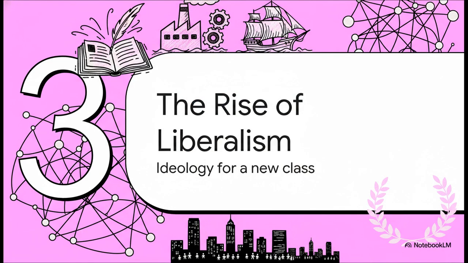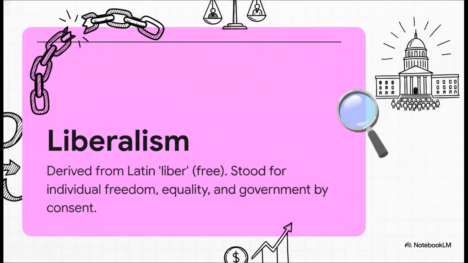Now, all this massive change sweeping across the continent created the perfect breeding ground for a powerful new ideology to really take root, especially among the new rising middle classes. And that ideology was liberalism. So what did it stand for? Well, at its core, it was about freedom for the individual and equality for everybody before the law. Politically, liberals wanted to get rid of autocracy and aristocratic privilege and create governments based on consent. Economically, they wanted free markets.